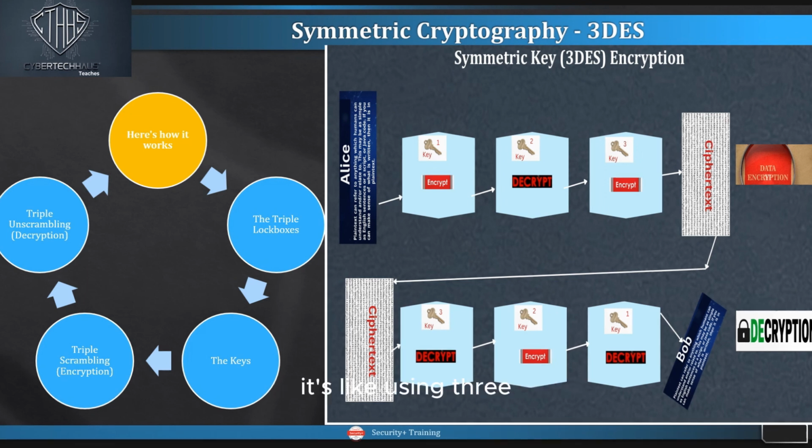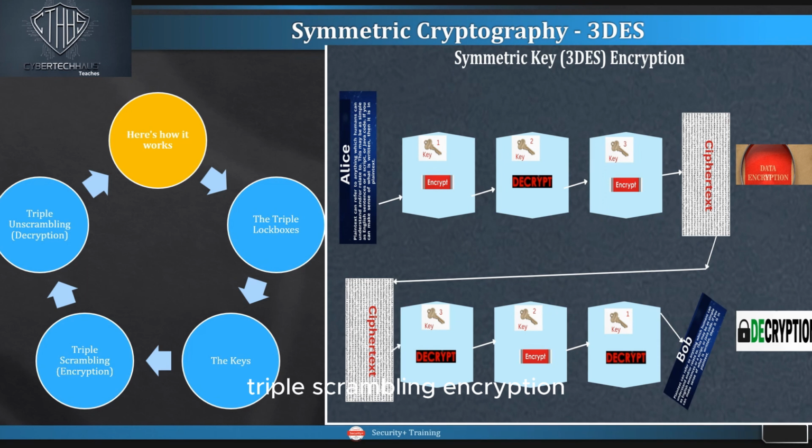It's like using 3 lock boxes to protect your message. And here's how it works. The triple lock boxes. As you can see in the slide, imagine 3 lock boxes nested inside each other. Each lock box has its own unique key, making it incredibly difficult to open without all the 3 keys. The keys. You and your friend share 3 secret keys, one for each lockbox.